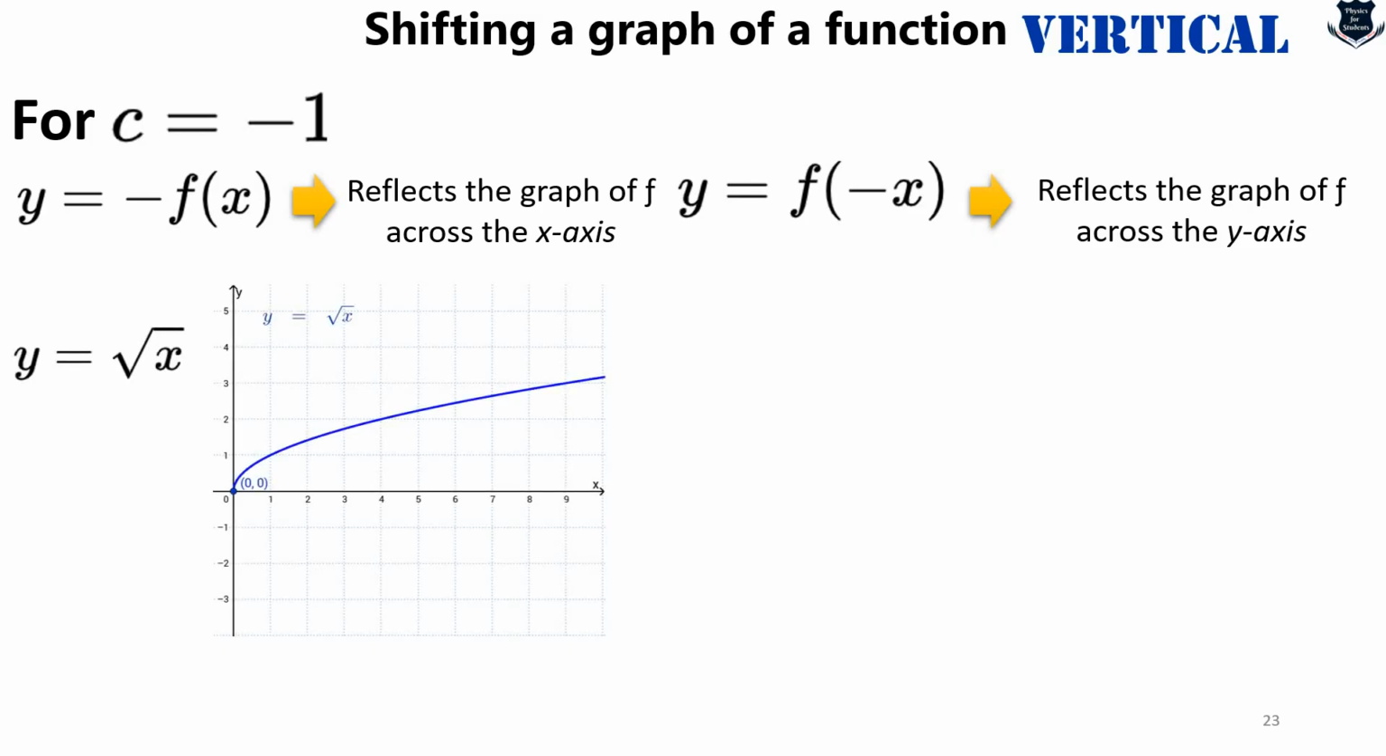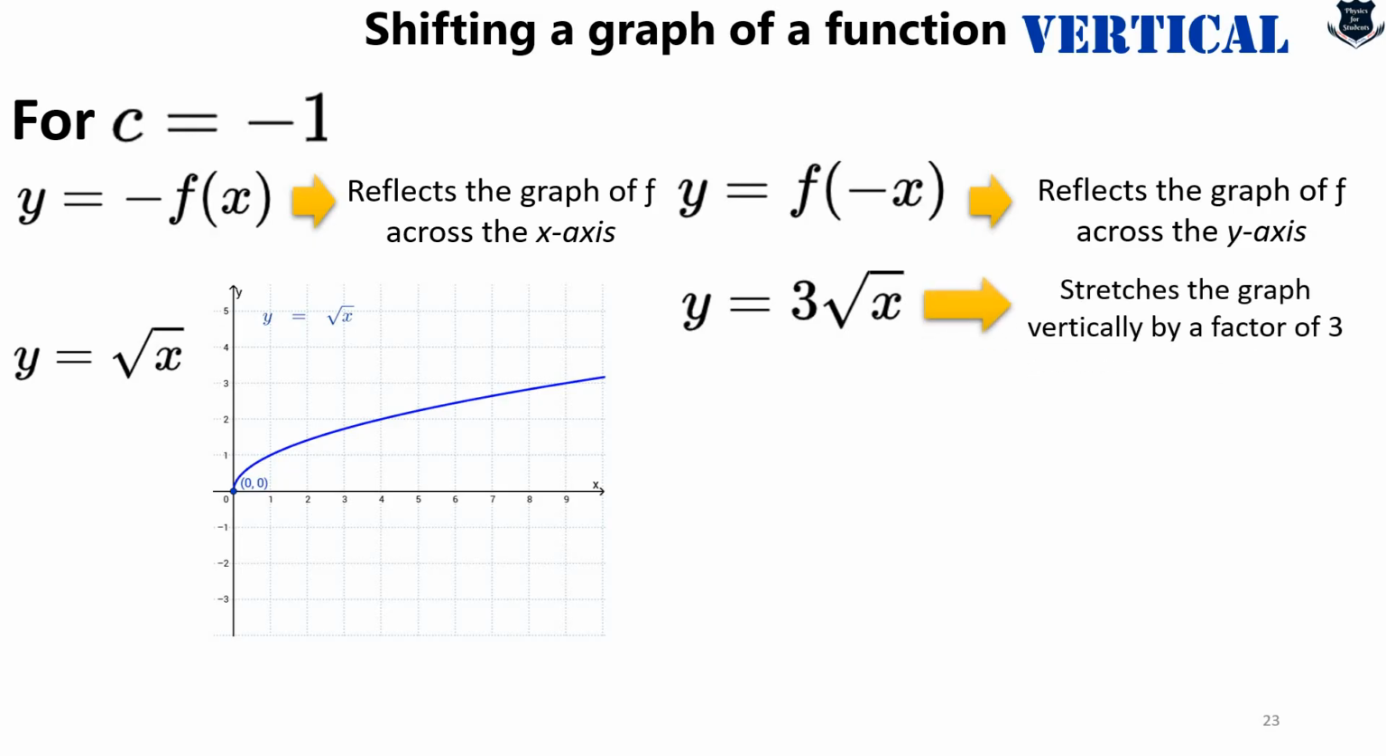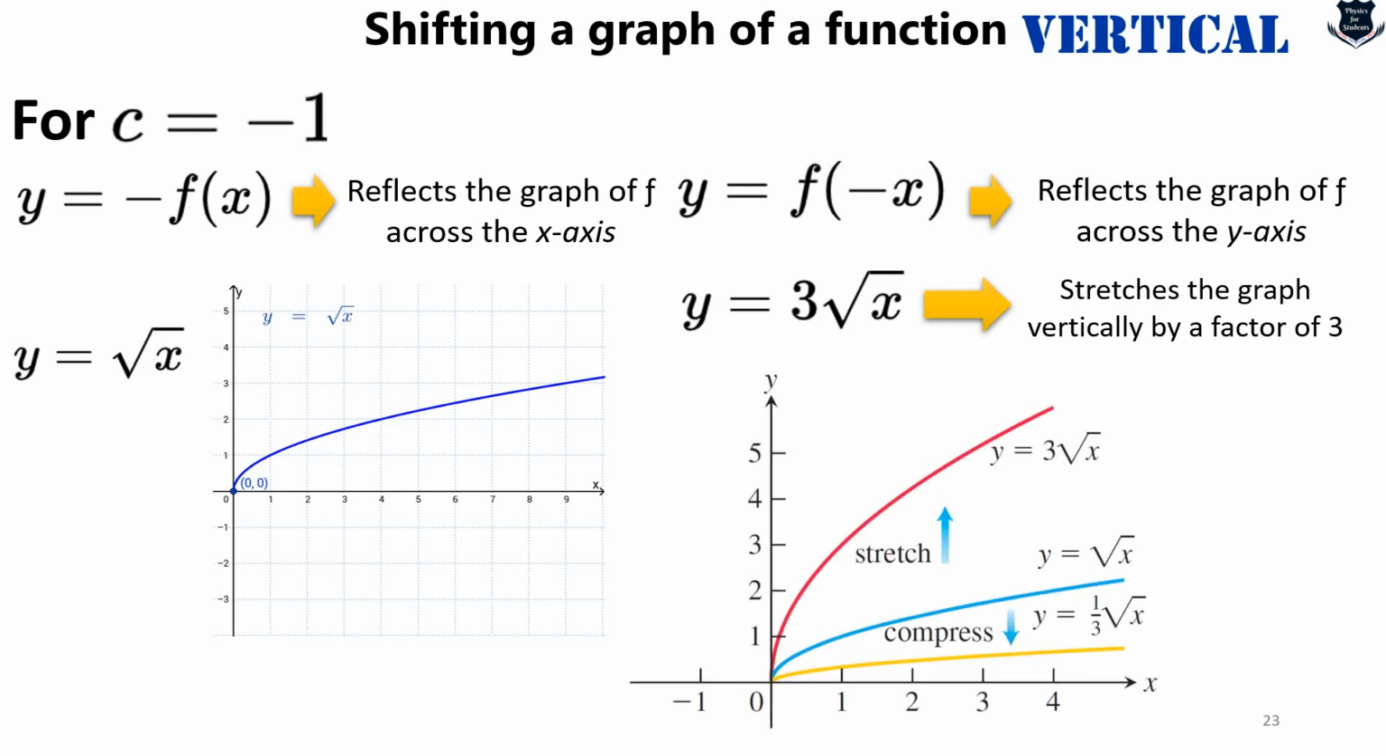y equals square root of x, and what I am going to do is multiply the right-hand side by 3 to get y equals 3 square root of x. It stretches the graph vertically by a factor of 3, and the graph shows something like this.